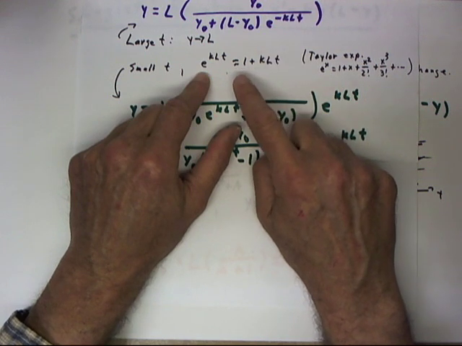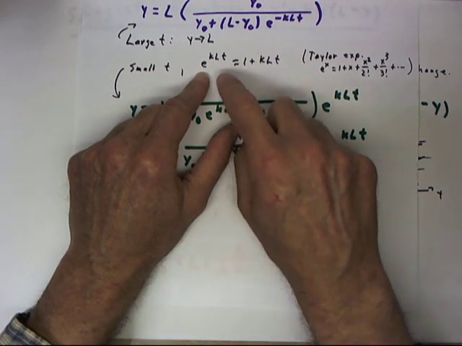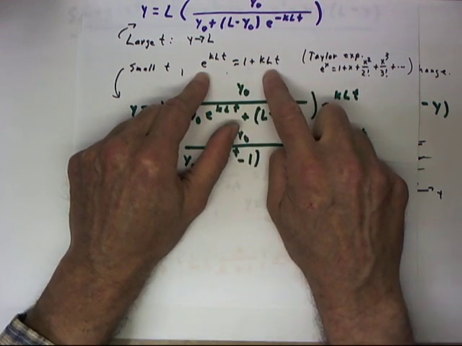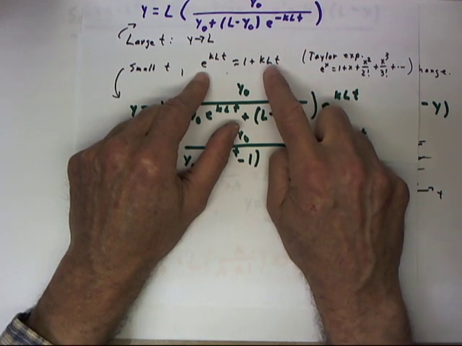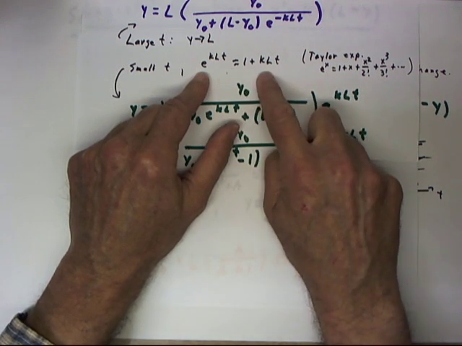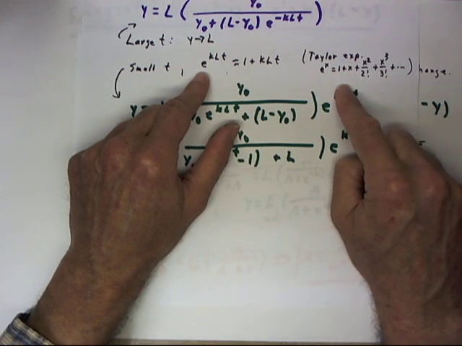Now I said if t is small enough. I mean if t is small enough that klt itself is a small number. Why does that approximation work? Well, that's just a result of the Taylor expansion.